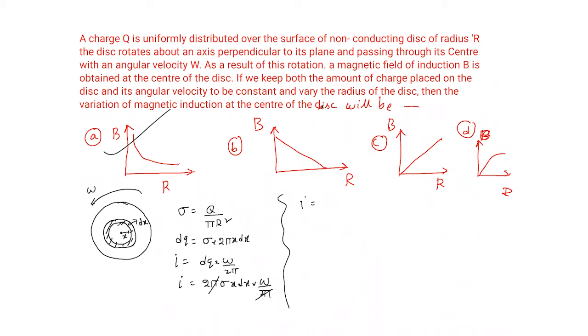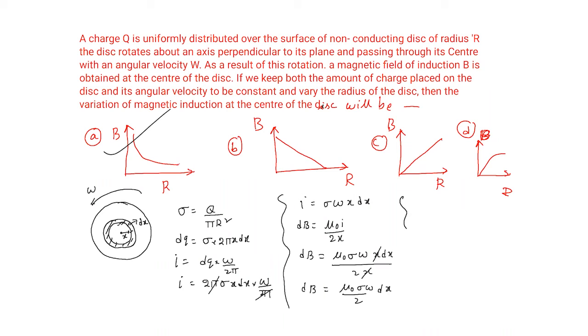Current is nothing but charge into frequency. Current constituted by rotating charges, charge into frequency. Frequency is omega by 2 pi. So we'll get sigma omega x into dx. This is the current, a circular current. What is the magnetic field produced by a small circular current? Mu naught I by 2x at the center. So dB is equal to mu naught I, which is sigma omega x into dx, divided by 2 into x. X gets cancelled. So dB is equal to mu naught sigma omega by 2 into dx.